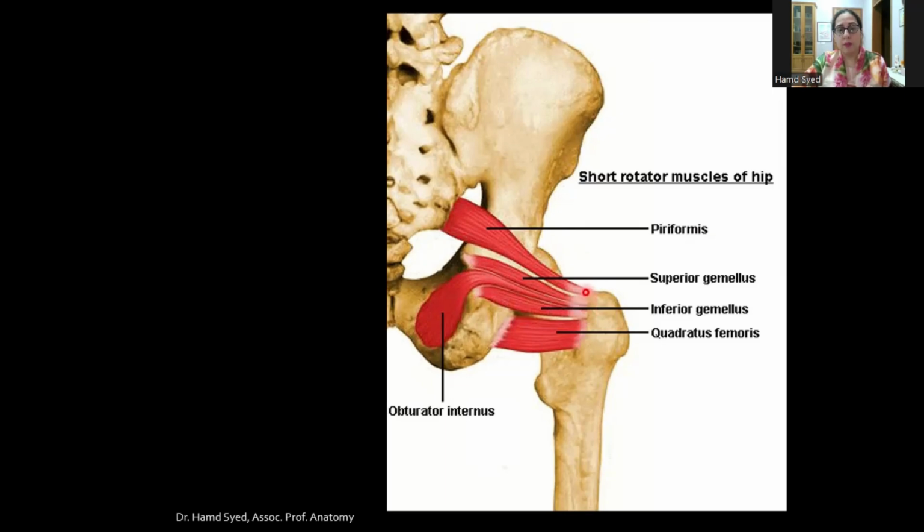These muscles, piriformis, superior and inferior gemelli, and in between them the obturator internus, are all inserted into the greater trochanter of the femur. And here from the ischial tuberosity arises the quadratus femoris, inserted into the quadrate tubercle of the femur. So these are the short rotator muscles of the hip. They are lateral rotators of the hip.